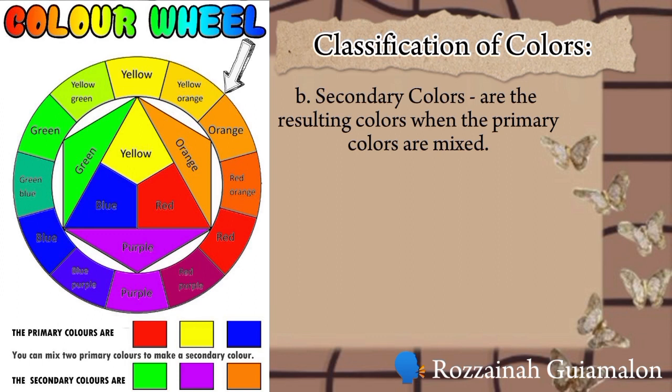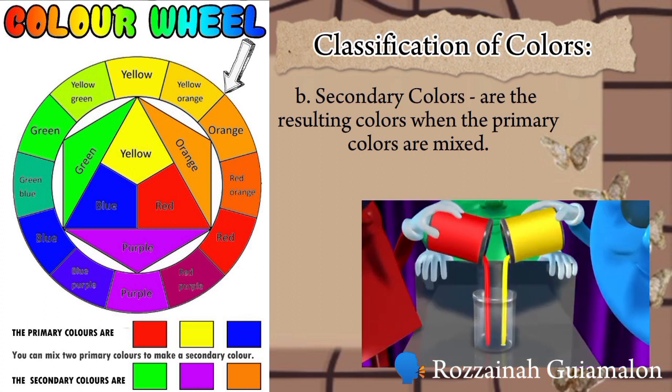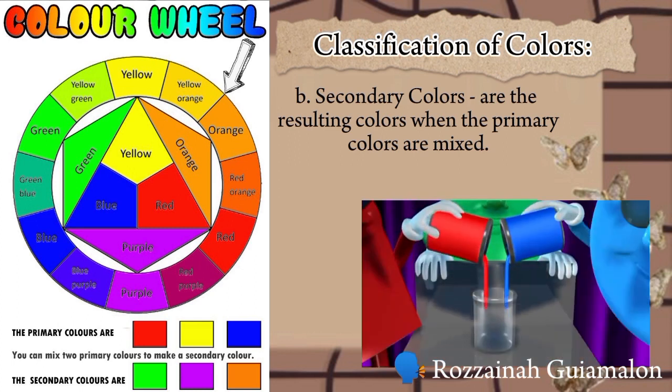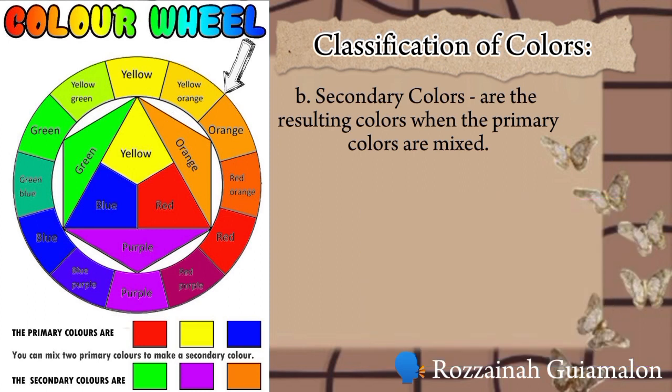Sumunod ay yung secondary colors. Kapag minix natin ang dalawang primary colors, magagawa natin yung mga secondary colors. Halimbawa, kapag minix natin ang yellow at red, makakagawa tayo ng kulay orange. Kapag minix naman natin ang kulay blue at yellow, makakagawa tayo ng kulay green. At kapag minix naman natin ang kulay blue at red, makakagawa tayo ng kulay violet. So, ang kulay orange, green, at violet, sila yung mga secondary colors.